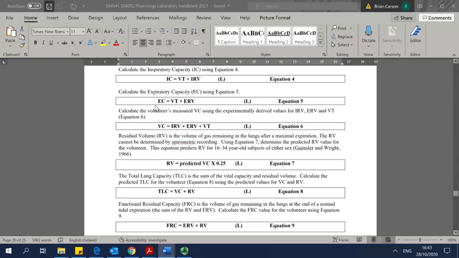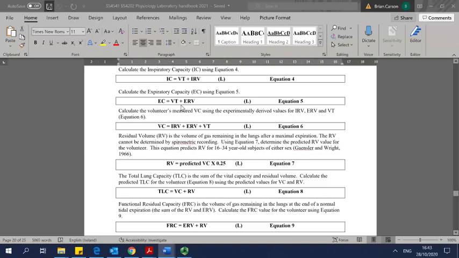The next exercise will be to calculate the expiratory capacity. So to calculate expiratory capacity, use equation 5. EC equals tidal volume plus expiratory reserve volume. Again, you will have calculated the expiratory reserve volume and tidal volume from the spirometry data that you've collected within the lab. So EC equals VT plus ERV. That's the expiratory capacity.